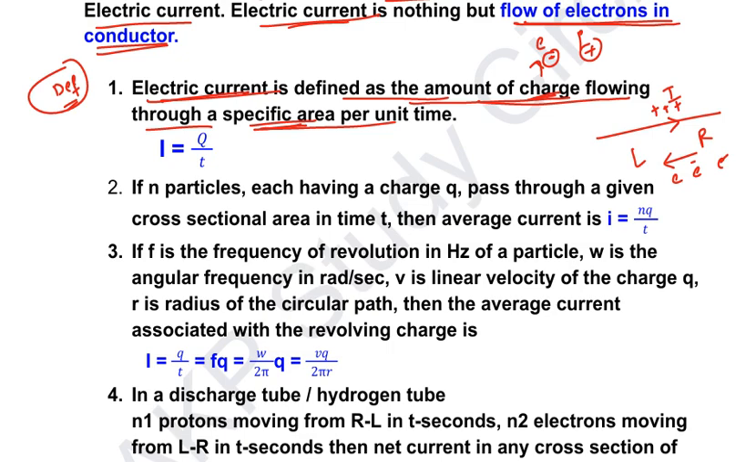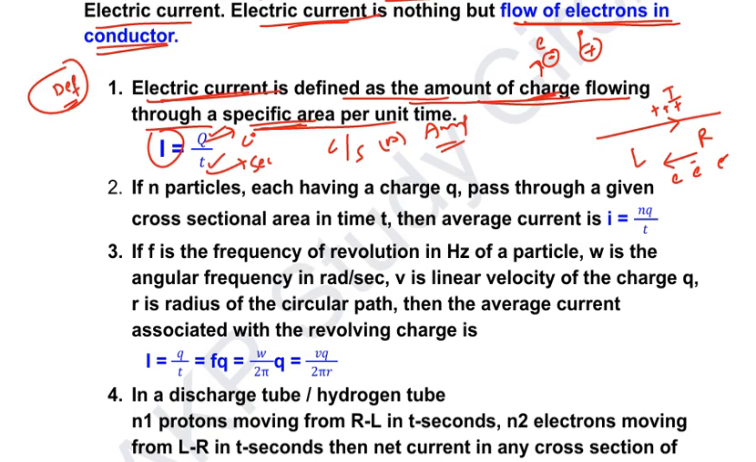Simple problems will be given on this. They will give you the charge and the time, just simplify and you will get the answer. The SI unit of current is amperes, the unit for charge is coulombs, and time is in seconds. The units are coulomb per second or amperes. If the question gives time in minutes, we need to convert into seconds and then simplify.